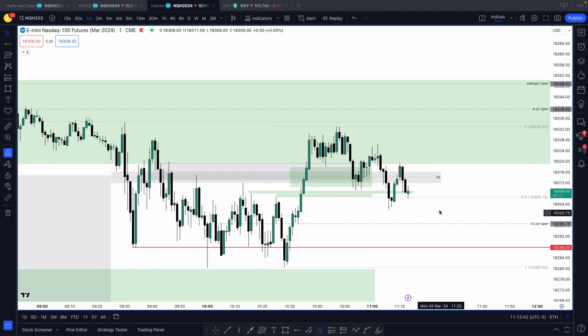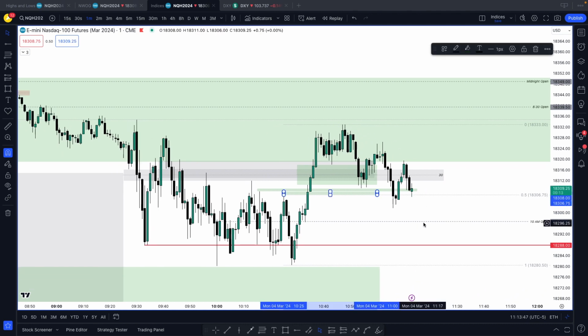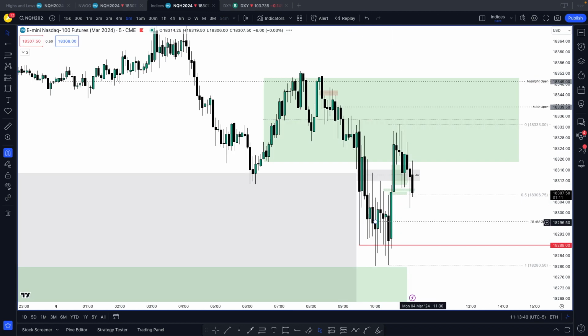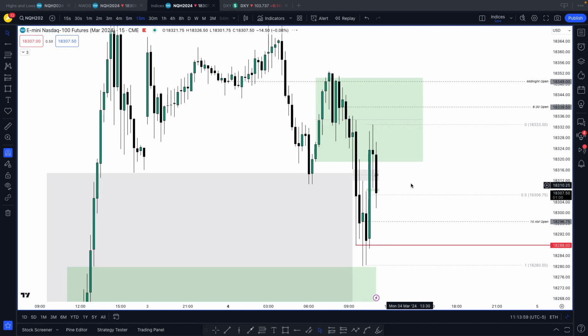Now we've reached back into a discount, and we've traded into the 15-minute inefficiency and the little 5-minute inefficiency right there. I'm just going to take that one off because we have a higher time frame one here being the 15-minute right there.